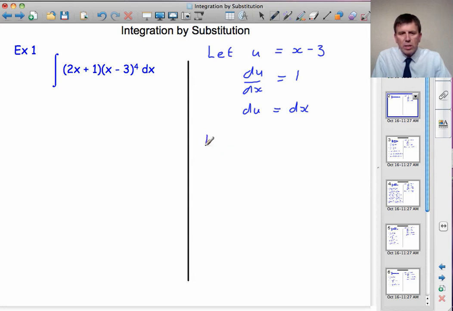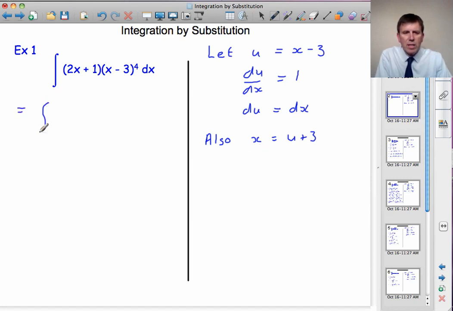Now what I'll also need is to know what x is in terms of u, because I'll need to substitute it in this bracket here. So we can see here that x, take the minus 3 the other side, x will be u plus 3. So let me write down that x is equal to u plus 3. And now I'm in a position to change the variable here.